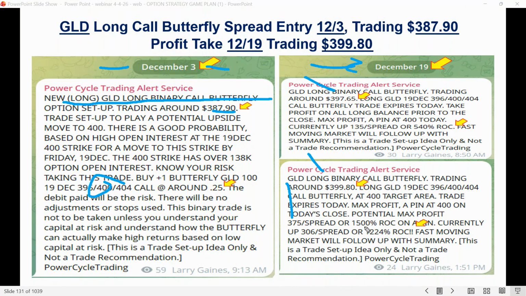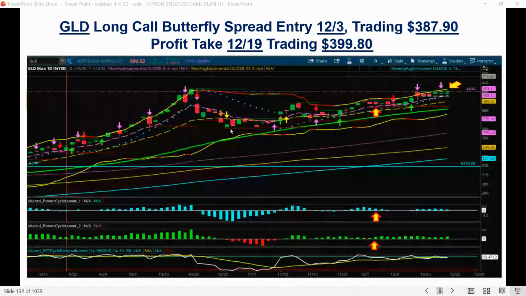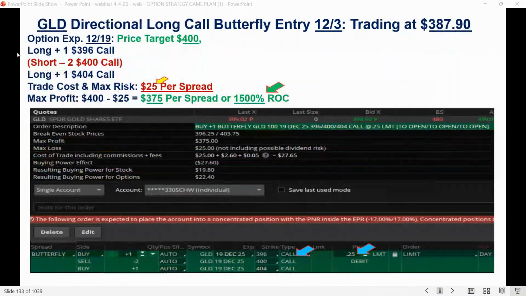This was up 1,224% return. So this was another lotto trade here, got in right there on GLD and pretty much closely pinned right there at the 400 strike.